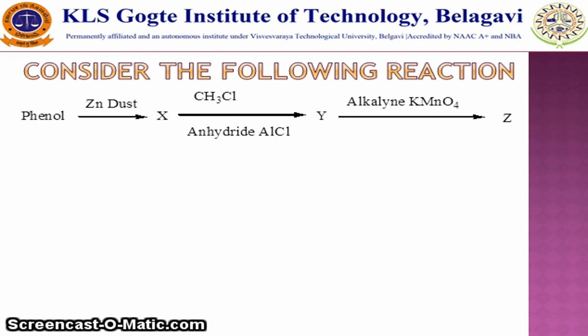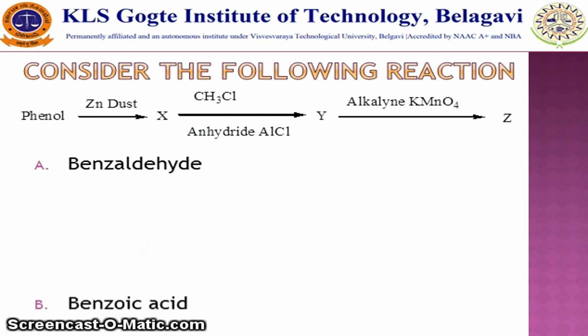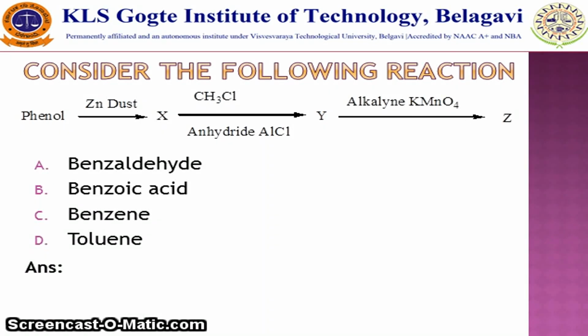So why is it toluene? It's toluene, then it reacts with alkaline KMnO4. When you think of KMnO4, it's a strong oxidizing agent in presence of alkaline medium. That means that in this case the produced toluene undergoes oxidation to give an acid. In this case you can see that the four options given are benzaldehyde, benzoic acid, benzene and toluene, and the end product is acid. You're going to get benzoic acid.